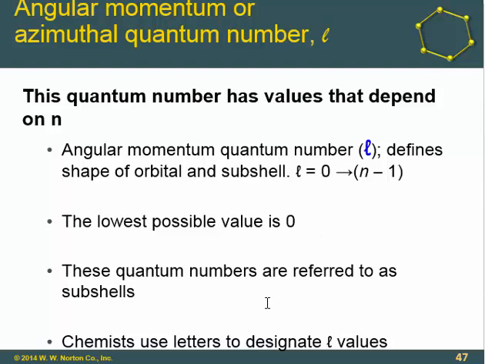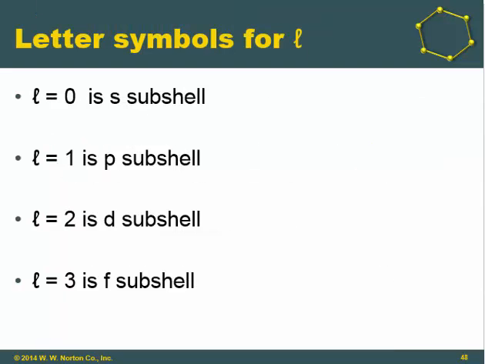These quantum numbers are referred to as subshells, and chemists use letters to designate the l values. So for example, when l equals 0, we call that the s subshell. When l is equal to 1, we call that the p subshell. And when l is equal to 2, we call that the d subshell. And when l is 3, we call that the f subshell.